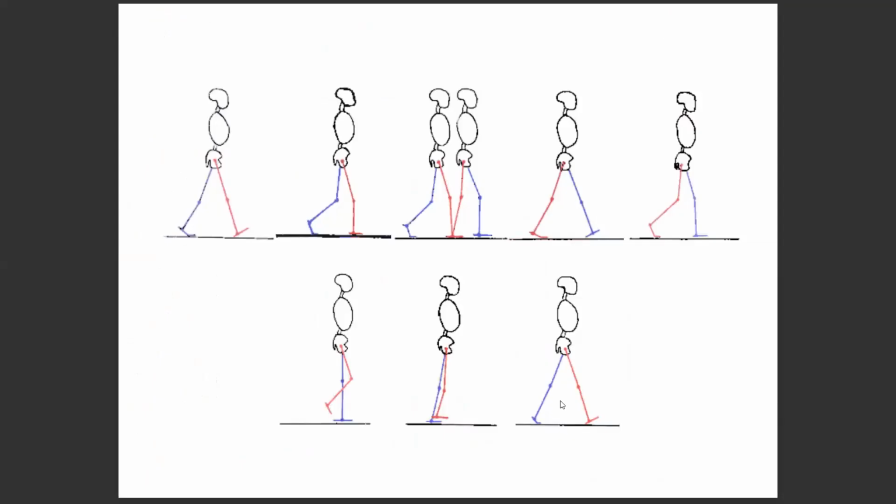So these are the different phases of the gait. And that was all about the biomechanics of the ankle and foot complex.